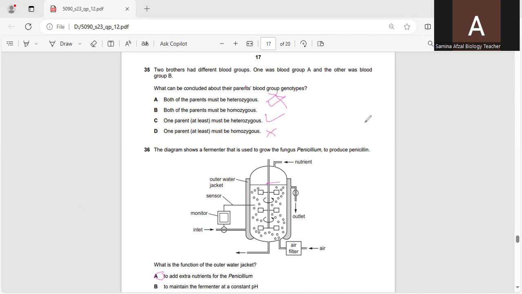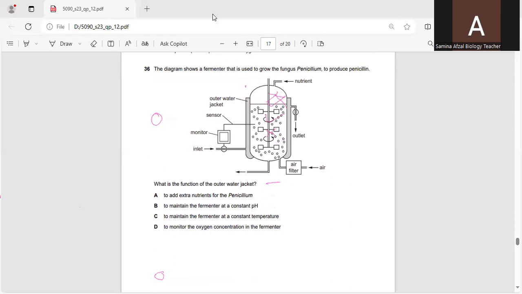So C is the correct option. According to this, one of the two parents should be in the heterozygous condition, so they will be able to produce offspring with blood group A and blood group B. If both of them are heterozygous, there will be more other options according to which the blood groups can differ. So here, only if one of them is heterozygous will the offspring be produced of this type.